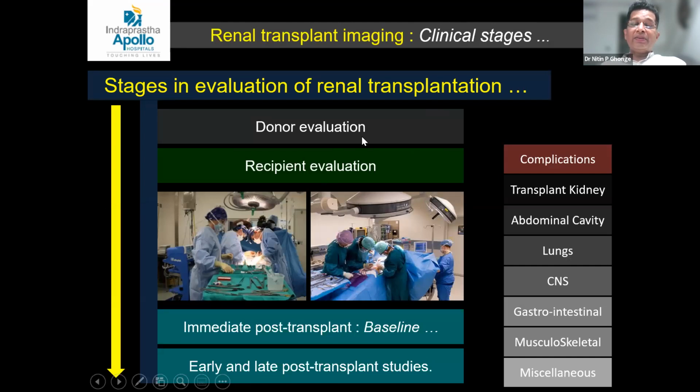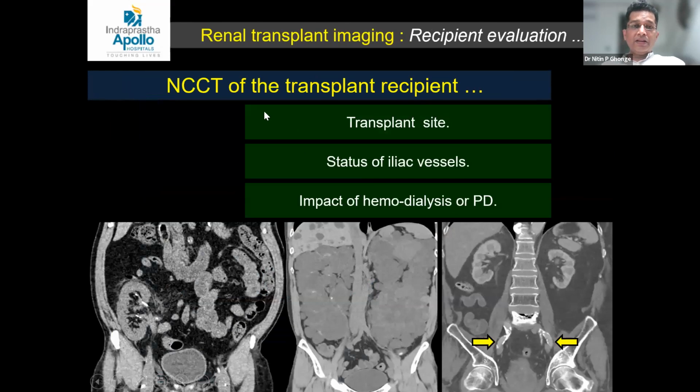So radiology plays an important role in renal transplant for pre-transplant workup, for donor evaluation, for recipient evaluation, for immediate post-transplant baseline, and early and late post-transplant studies. For the transplant recipient, we can see the volume of the polycystic kidneys, and how much space is available in the iliac fossa for the transplant kidney can be assessed.